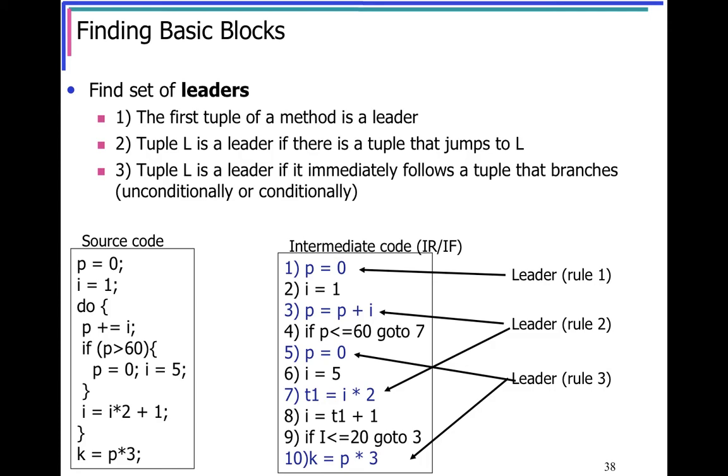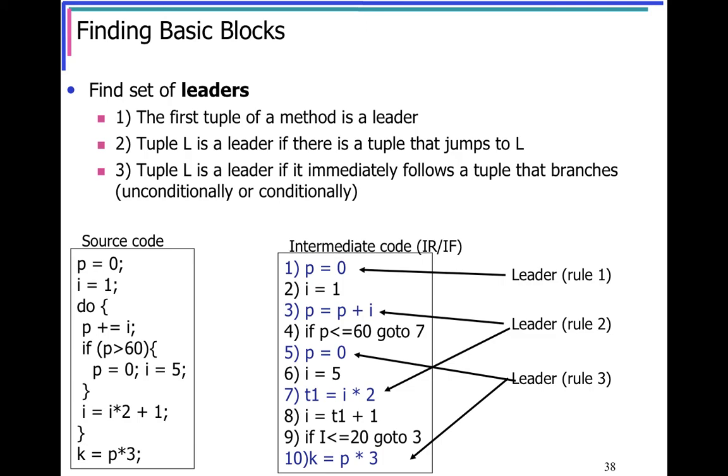Instruction number 3 and instruction number 7 are leaders because of rule 2. They are targets of a branch or jump. And instruction number 5 and instruction number 10 are leaders because of rule 3. They follow a branch or a jump.